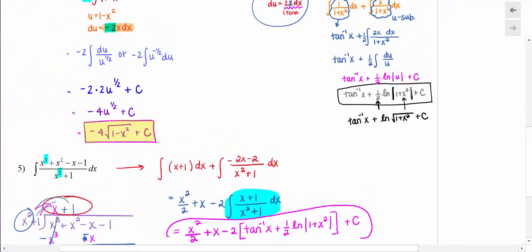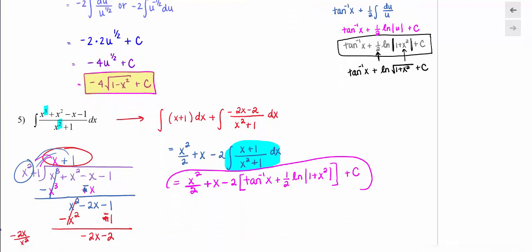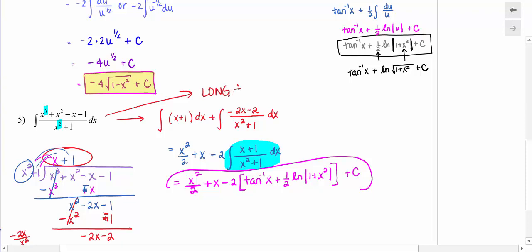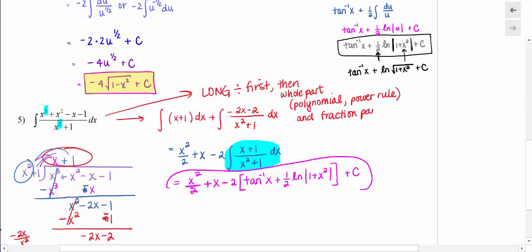So my reason for why number 5 is a fraction, because we've been writing down a reason: I had to do long division first, and then I had a whole part, or a polynomial, power rule for integration, and the fraction part was like number 4. Okay, so that was a long division first.